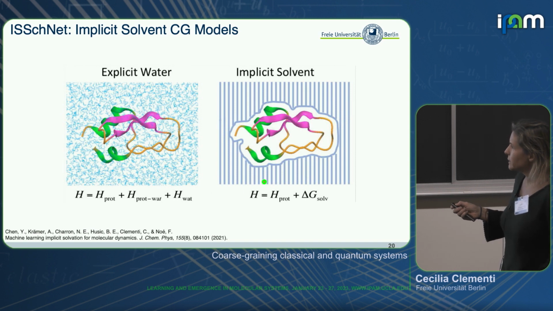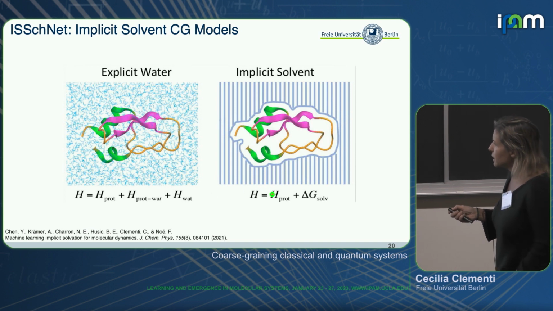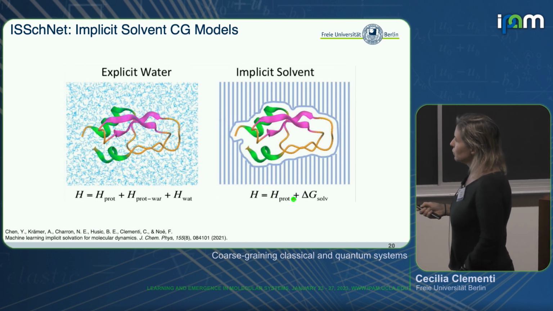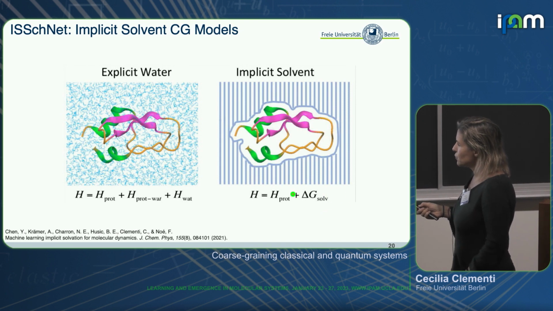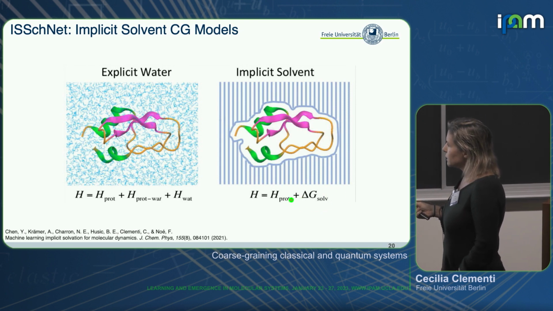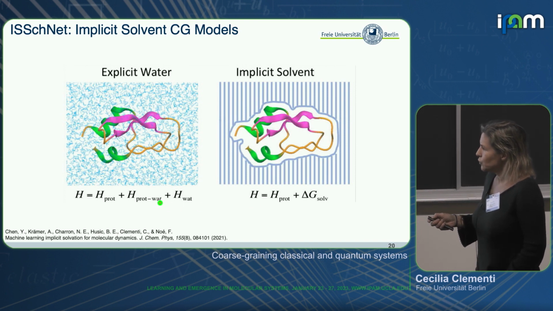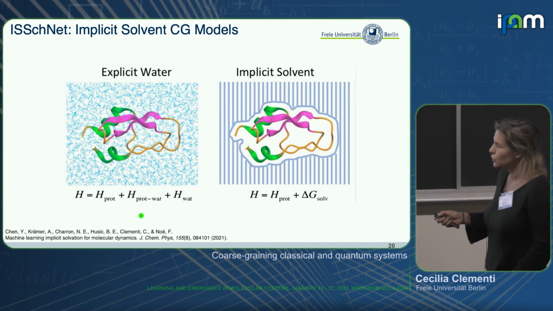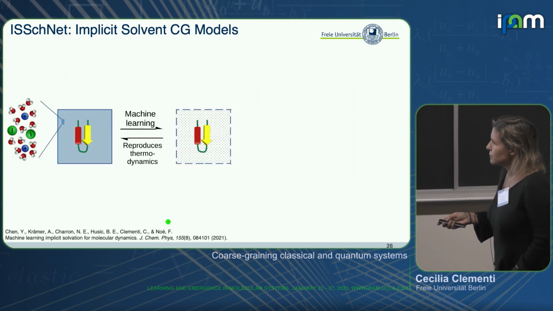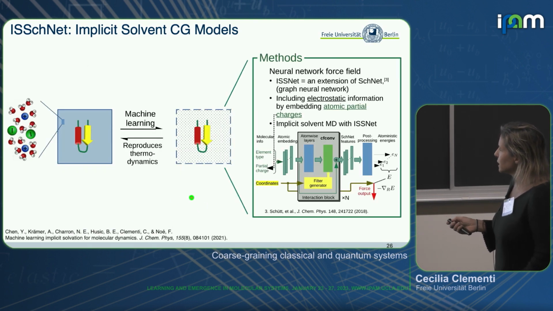So you do what is called in the field implicit solvent. And in this case, what you learn is the free energy of solvation, that is the energy of the protein with the water, and the water by itself. The water by itself is not important. It's the energy of the protein with the water that is important. And we can do the same thing. It's just a modified net.